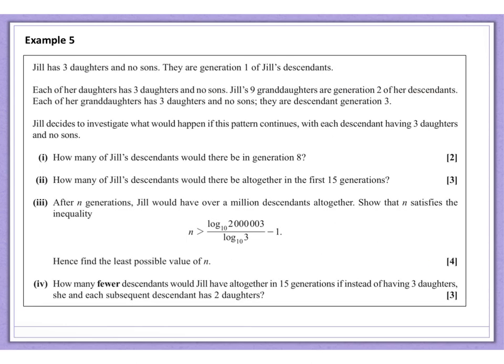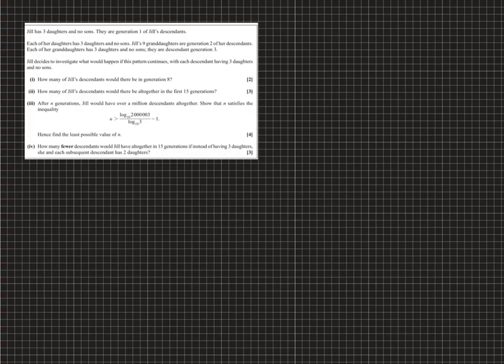So example 5 is quite a long question. Make sure you can see this on the PDF before you get started. And let's progress. So Jill has 3 daughters and no sons. They are generation 1 of Jill's descendants. Each of her daughters has 3 daughters and no sons. Jill's 9 granddaughters are generation 2 of her descendants. Each of her granddaughters has 3 daughters and no sons. They are descendant generation 3. Jill decides to investigate what would happen if this pattern continues with each descendant having 3 daughters and no sons.